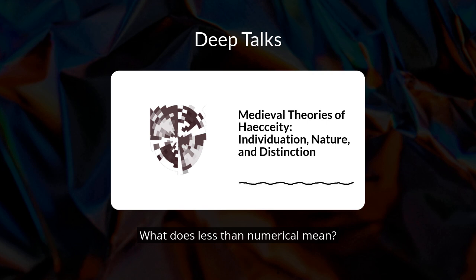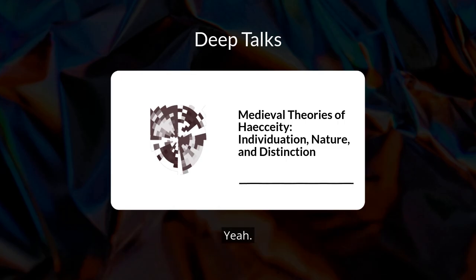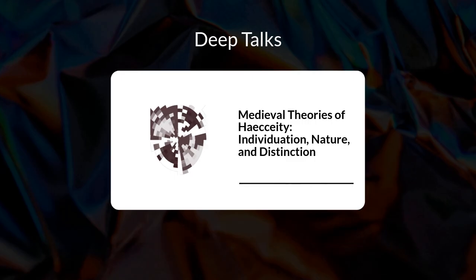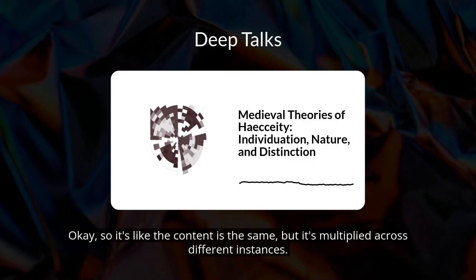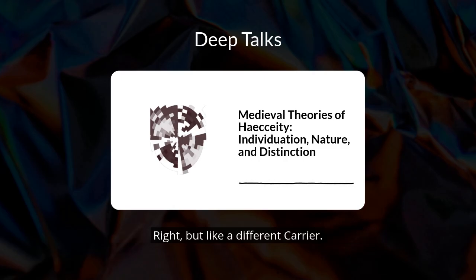What does less than numerical mean? So think of a book with many copies. Each copy has the same words, the same story, but they're clearly different physical objects, right? Right, yeah. Or a song that is performed by different artists. Same melody, different performances. Okay, so it's like the content is the same. Yeah. But it's multiplied across different instances. Exactly. So each of us is like a carrier of the common nature. You're right. But like a different carrier, not the same one.